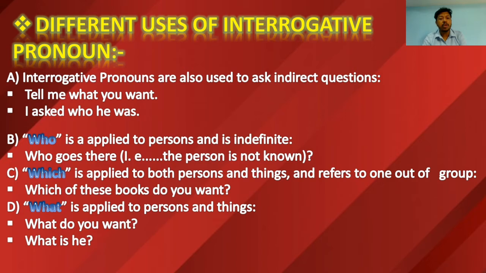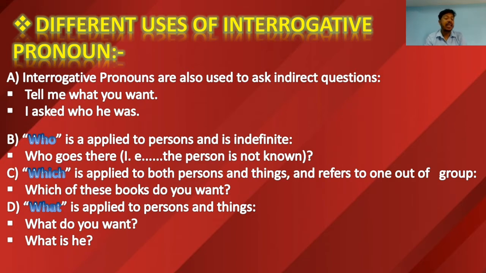Which is applied to both persons and things and refers to one out of a group. Which of these books do you want? So which is used to indicate a single thing, a special thing from a group. Which of these books do you want means which book you need among those other books. What is applied to persons and things. So what do you want?